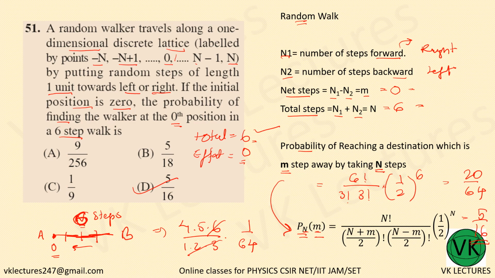So please remember this formula from this question. Probability of reaching the destination which is m steps away by taking n steps is n factorial by (n plus m by 2) factorial into (n minus m by 2) factorial into 1 by 2 whole to the power n. Now when m equal to 0, this probability is maximum. Maximum probability is when m equal to 0.